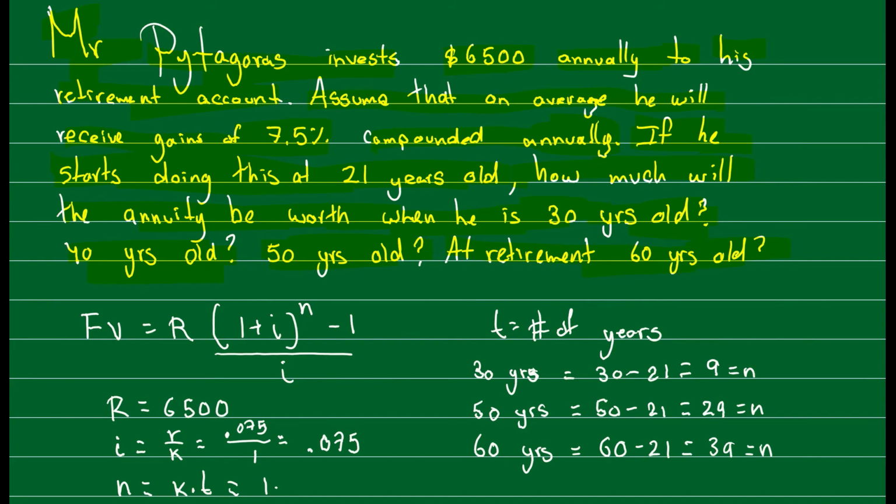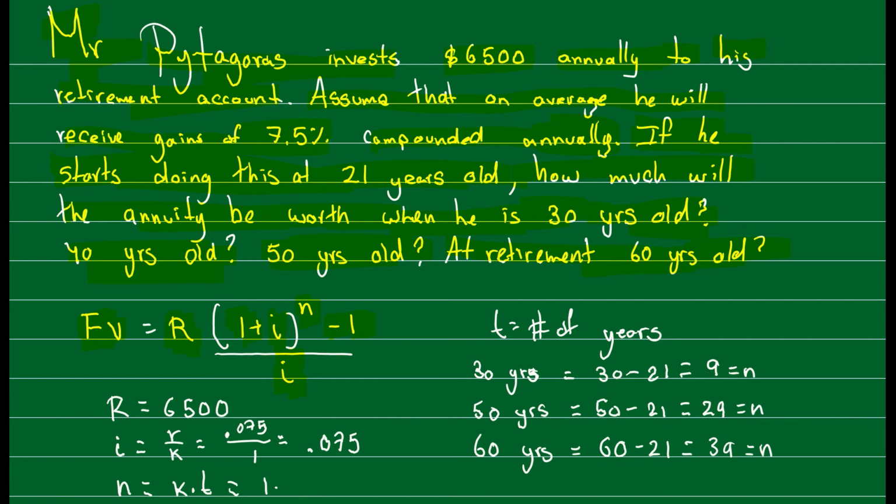So we're going to use this formula again. The future value of an annuity is going to be equal to the amount that you're putting in per year times the quantity of 1 plus i, where i is the yearly interest rate divided by how many compounding periods per year, to the n, minus 1, over i.